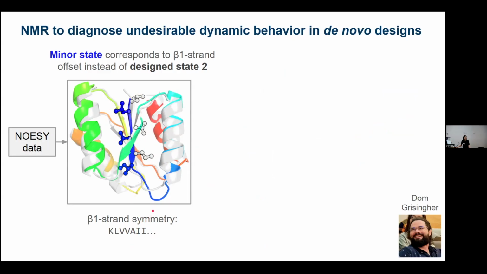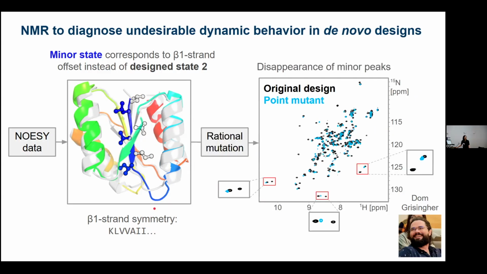And so with this information, he was then able to make a point mutation to destabilize that undesirable beta strand conformation. And you can see here the original design N15 HSQC in black and this point mutant in blue. And now we've collapsed just basically to one state.